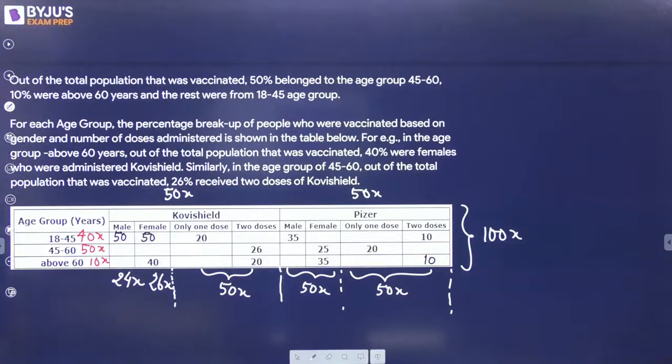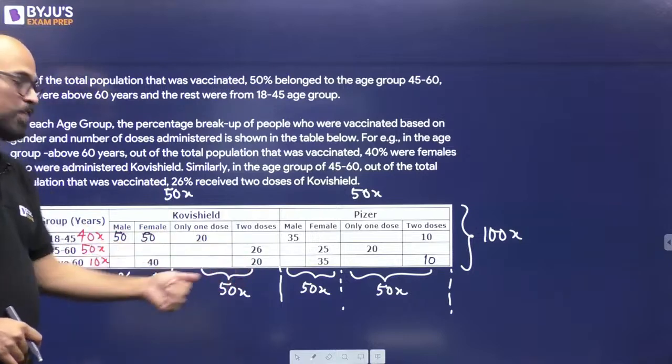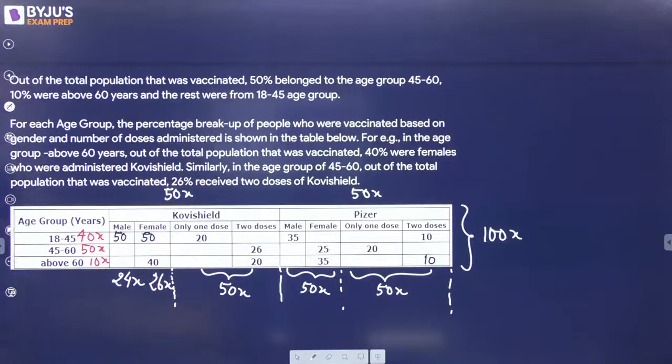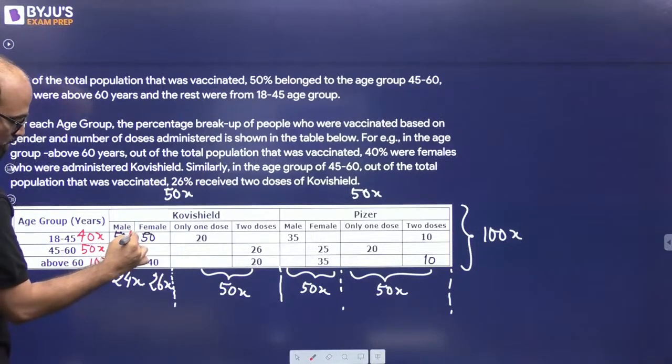Right? Now what we are going to do is, whatever percentages are given, we will calculate for that, and we will check it numerically, column wise. Okay? So 50% of 40x. Can we say the number of males we will have is 20x here?